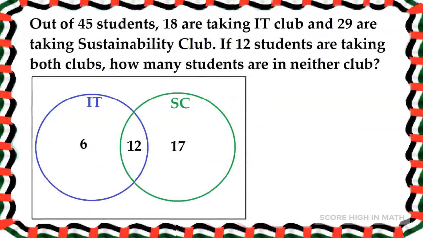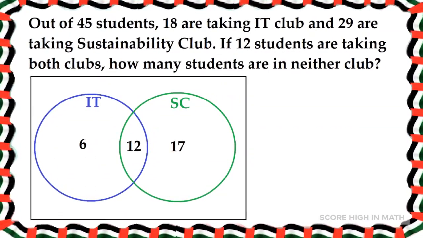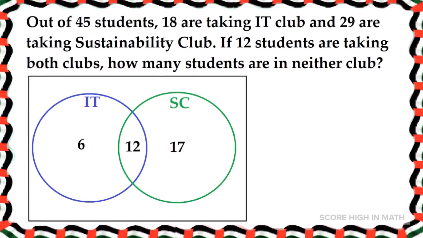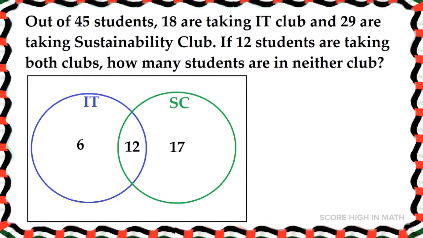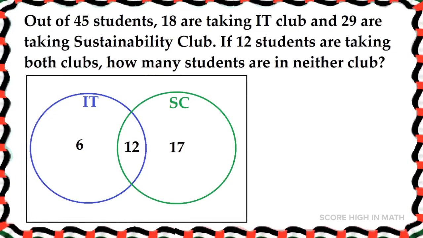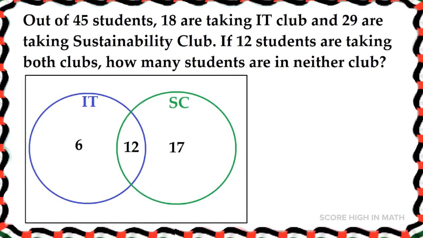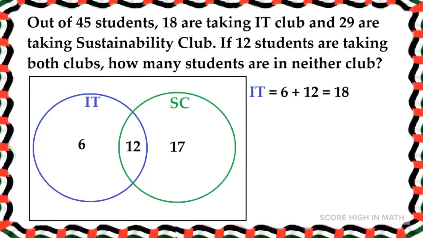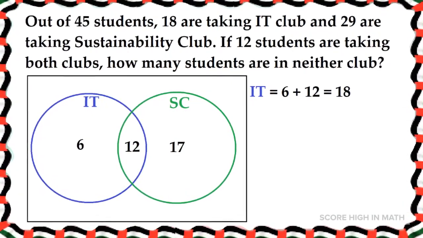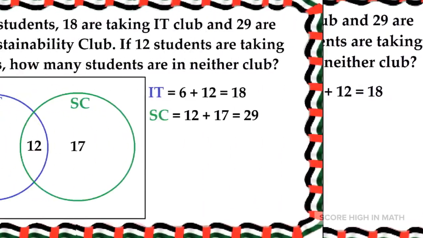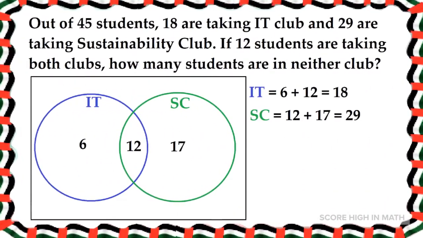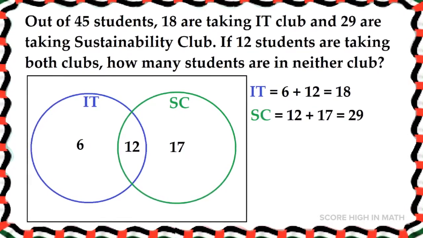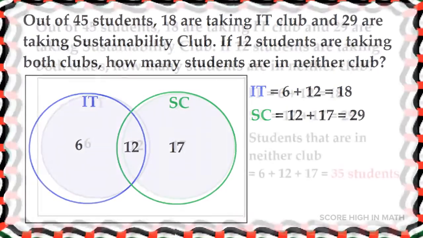We have 29 students who are taking sustainability club, but there are already 12 students in the Sustainability Club. So we need 17 more to make it 29. To sum up all the elements in the IT Club, it is 6 plus 12. It will give us 18. And to sum up the elements in the Sustainability Club, it is 12 plus 17. It will give us 29.